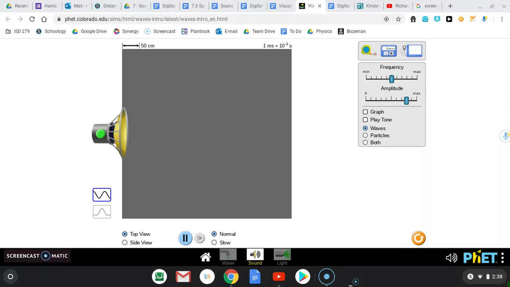All right, so we're going to take a look at the sound simulation. Hopefully you got a chance to open this up and just start hitting buttons. Later on, we'll take a look at frequency and amplitude over here. Right now, we're just visualizing what sound looks like. First of all, nothing is happening with our speaker, so there's no sound.